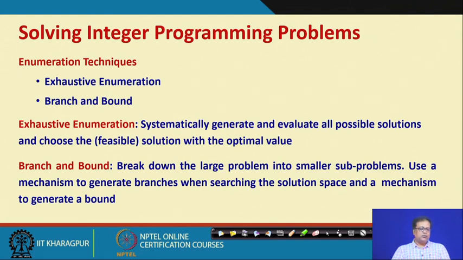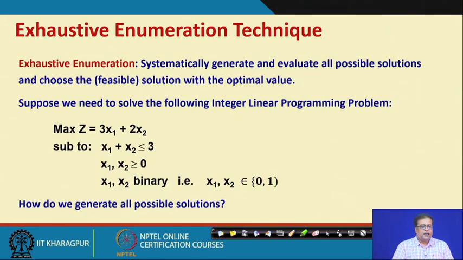We will explain that also, but before that let us look in detail at this exhaustive enumeration method. Let us take a simple problem. Maximize z equal to 3x1 plus 2x2 subject to x1 plus x2 less than or equal to 3 and x1, x2 greater than or equal to 0, and x1 and x2 are binary. So, how do we solve this particular problem?